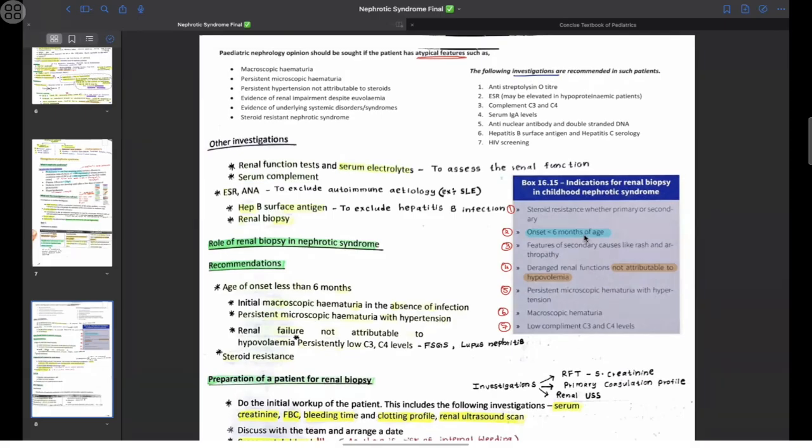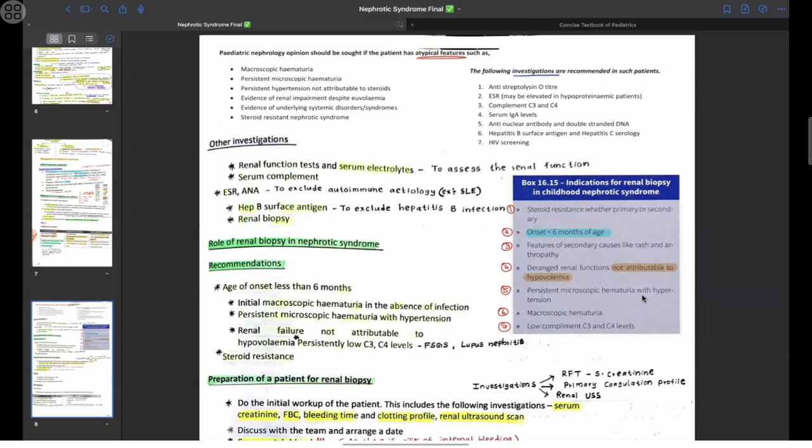So the other thing is if the child is less than 6 months, and if there are features of secondary causes, if there is deranged renal functions, which is not attributable to hypovolemia. What that means is that we know that when the child develops hypovolemia, anyway the renal functions are going to get deranged, because they get dehydrated and the renal perfusion is reduced and the serum creatinine will increase. So you can't use that when the child is hypovolemic, but otherwise if the functions are deranged, you can do a renal biopsy.